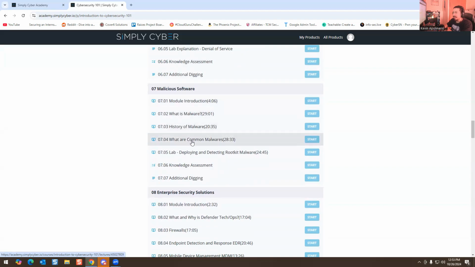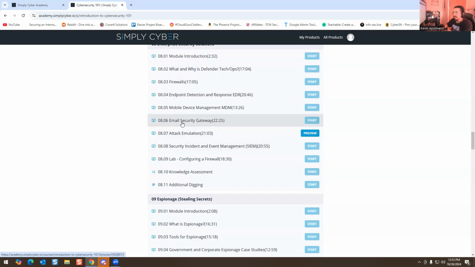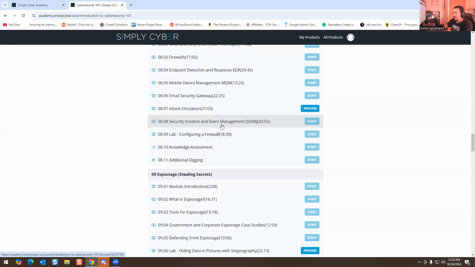What is malware? Common malware. And then we set up and deploy malware on purpose in this lab, so a really long lab environment. And then here it talks about firewall, EDR, using Defender EDR and then mobile device management, which is what I've gone over before. Defender and tech, and then email security gateway and attack emulation, and then we configure a firewall here. And we have a SIEM solution. Here he uses something else. A SIEM solution like I use Microsoft Sentinel. He uses some other type of SIEM solution.